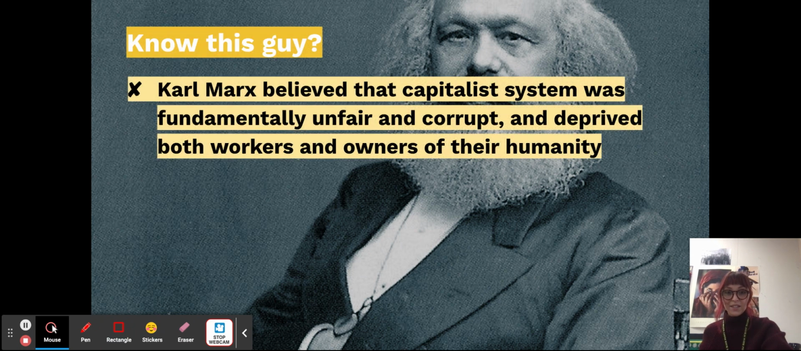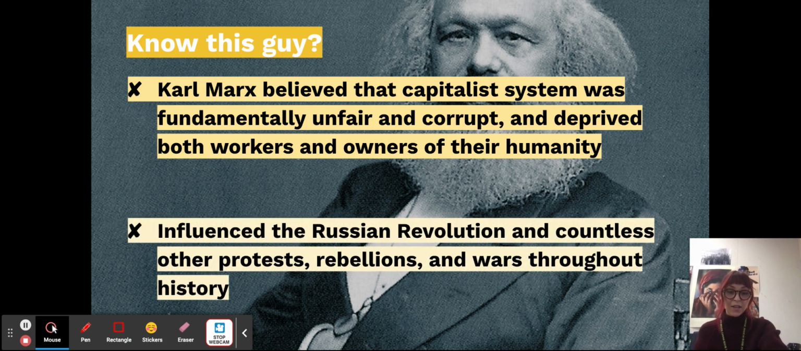All right. So this is Karl Marx, who you may have heard of before. Karl Marx is a very well-known theorist and thinker who believed that the capitalist system was fundamentally unfair and corrupt, and that it deprived workers and owners of their humanity. And he wrote about this in a very famous text called the Communist Manifesto.